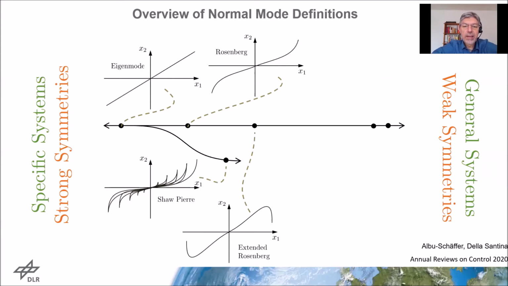Then what we call standard Rosenberg modes, because we cannot really expect to have Rosenberg modes for robotic systems. This is what we found out. But the periodic motions for robotic systems are actually non-monotonic. And that's what we call expanded Rosenberg modes.